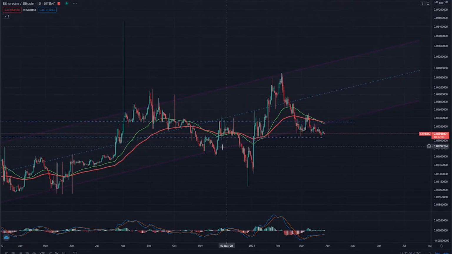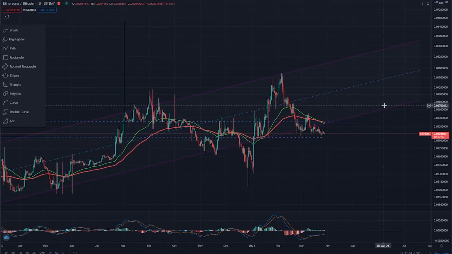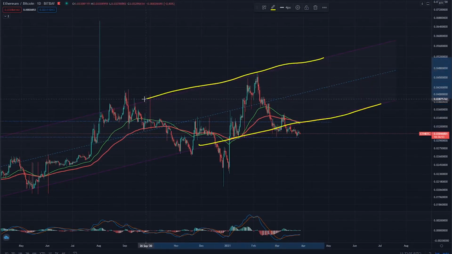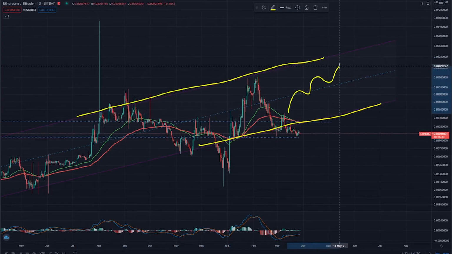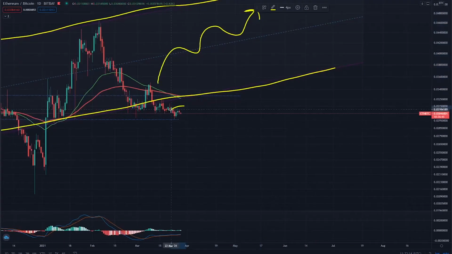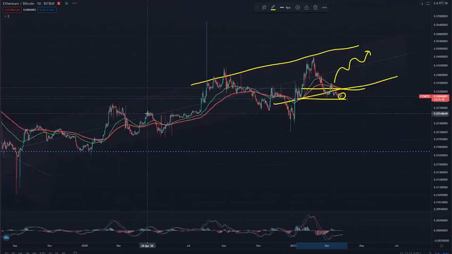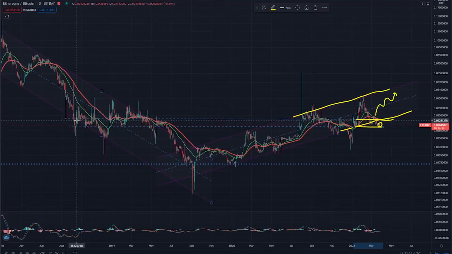I talked about the significance of staying inside of this long-term channel, which would be very great for Ethereum because it would mean that the Ethereum would overperform Bitcoin in the near future. However, now we are staying outside of this channel in between those supports, which are also quite long-term, going all the way back to 2018.